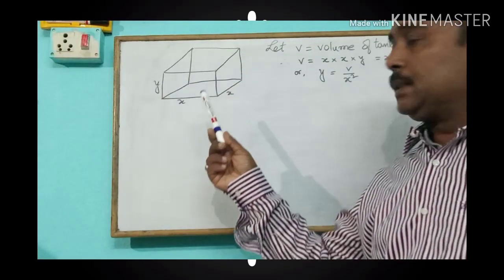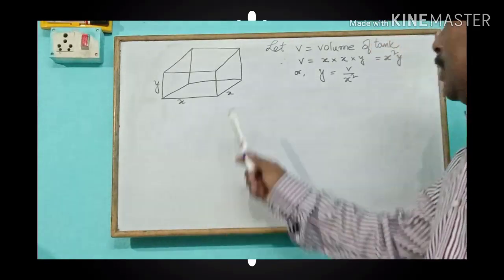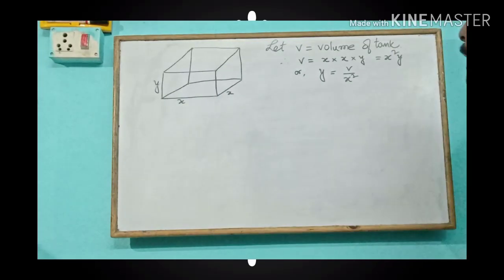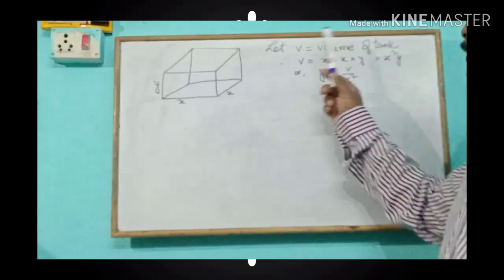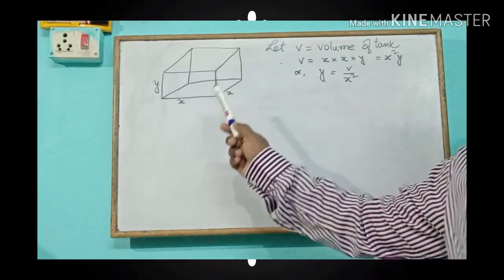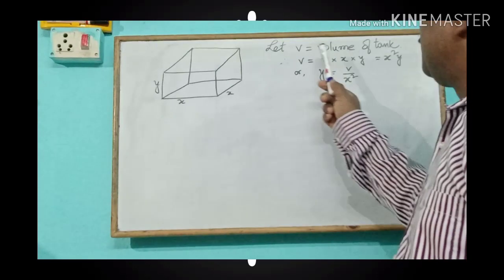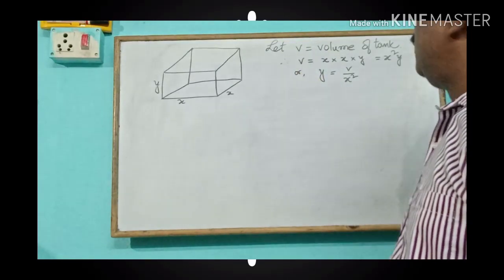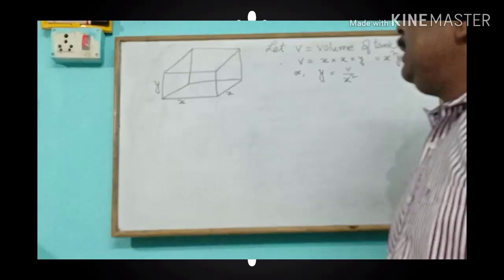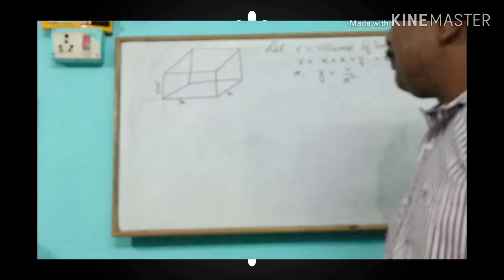So our question is, we are given an open box with square base. Square base means the length and breadth is equal, and given volume means we have an open tank, this is not a box, and it can hold a given quantity or given capacity of water. That means this V, the volume of the tank, is known to us. So what should be the material required so that the cost is minimum?